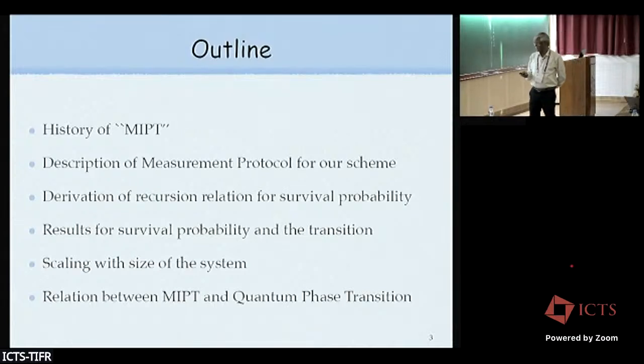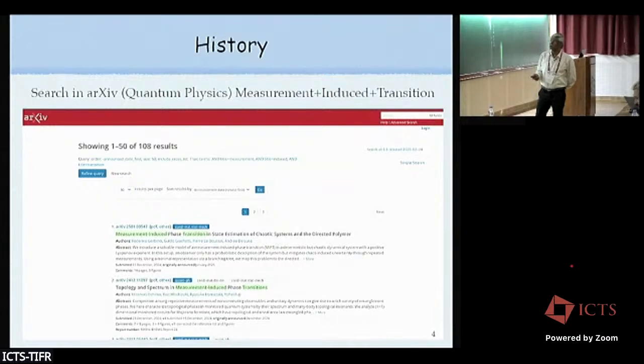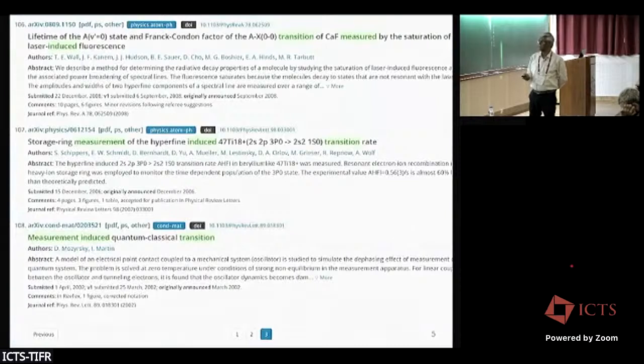Okay, so history. Suppose you search on arXiv these three words, measurement plus induced plus transition, then you will get 108 results. The last result, the 108th, will be measurement-induced quantum classical transition. It is not the one that we understand by measurement-induced transition nowadays. And this is also a somewhat different thing.